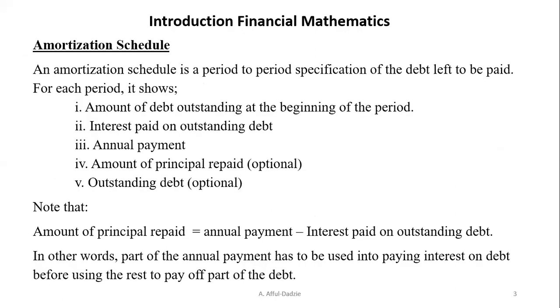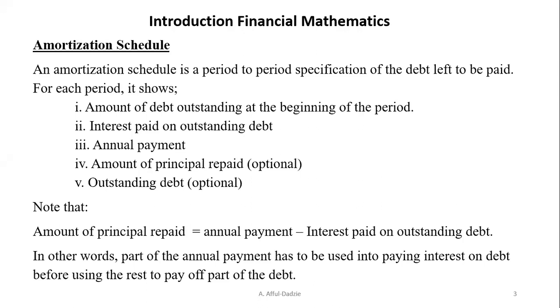So let's understand what an amortization schedule is. The amortization schedule is more like a tabular representation of the computations that go into the repayment of a loan or a certain capital taken from a lender. The borrower is the one taking the money, the lender is the one giving the money.